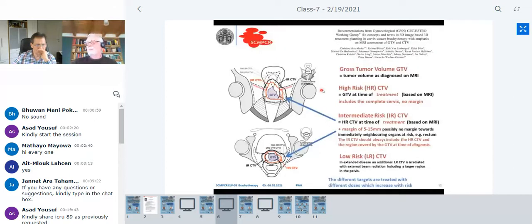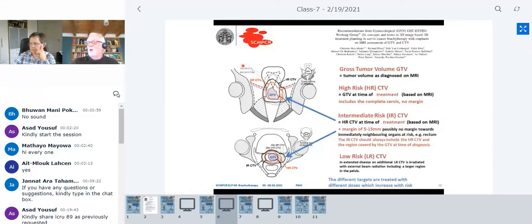The GEC-ESTRO recommendations, given in the first set of recommendations, define several different kinds of targets, as you have already heard, and these targets receive doses which increase with the risk in these targets. The first thing, Dr. Schwickert has already showed this.